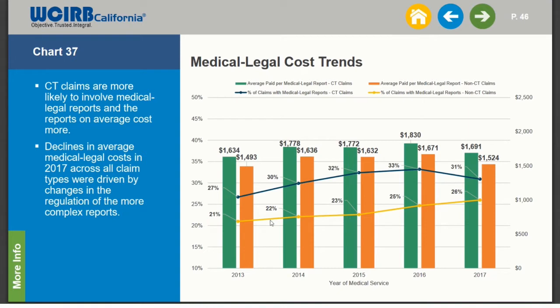And you can see, according to this graph, that across all years, the number of cumulative trauma injury cases that require a QME evaluation greatly exceeds the same scenario for specific injury claims. Specific injury claims require dispute resolution through qualified medical evaluators at a much lower percentage than do cumulative trauma injury claims. They tell us that cumulative trauma injury claims are more likely to involve medical legal reports, and the reports on average cost much more.